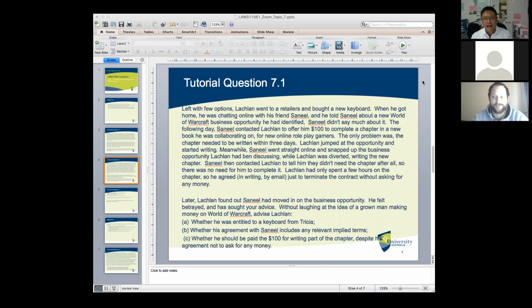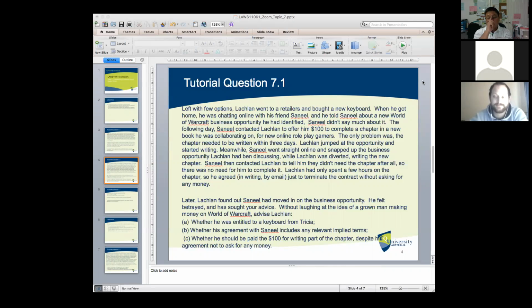But what if Lachlan actually was quite clear in saying expressly he doesn't want to be paid? Well, then I'd probably say that he's waiving his contractual rights. He's basically saying, okay, I know I'm entitled to this money, but I don't want it, so that's okay. So I'd say he's waived his right to take that money.